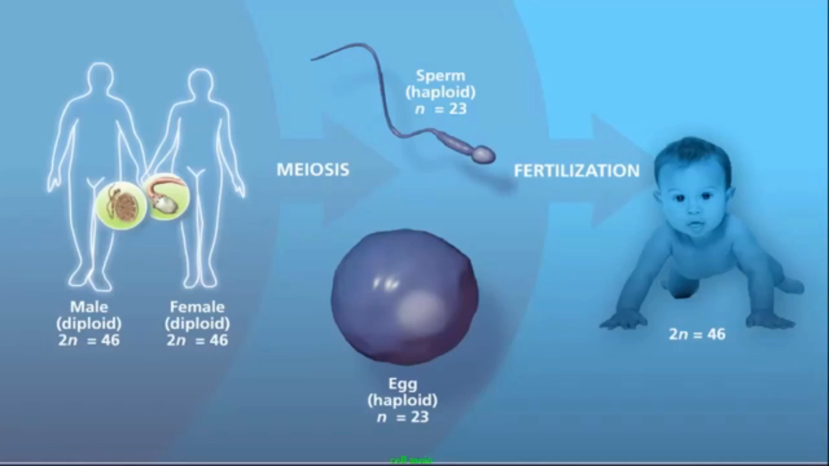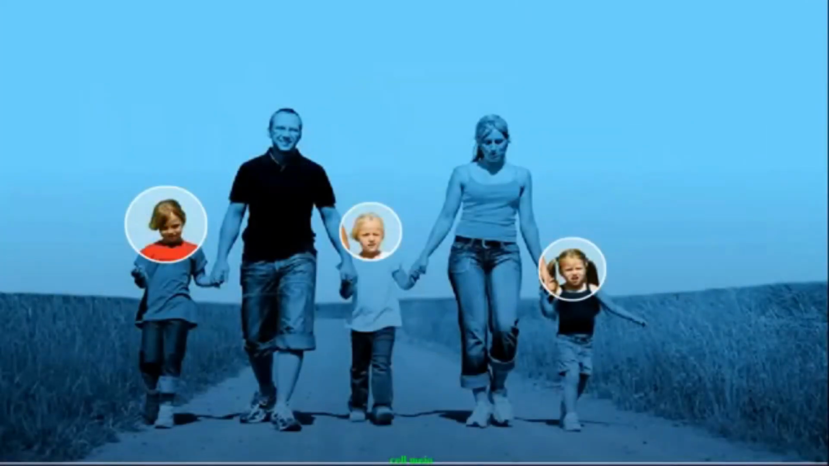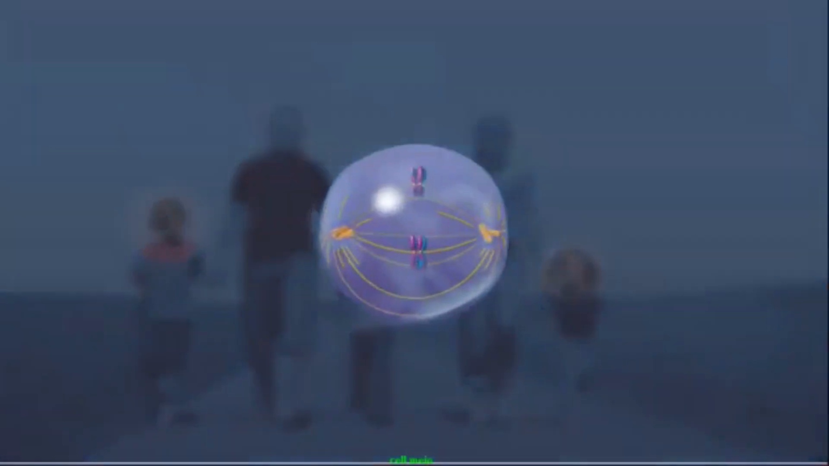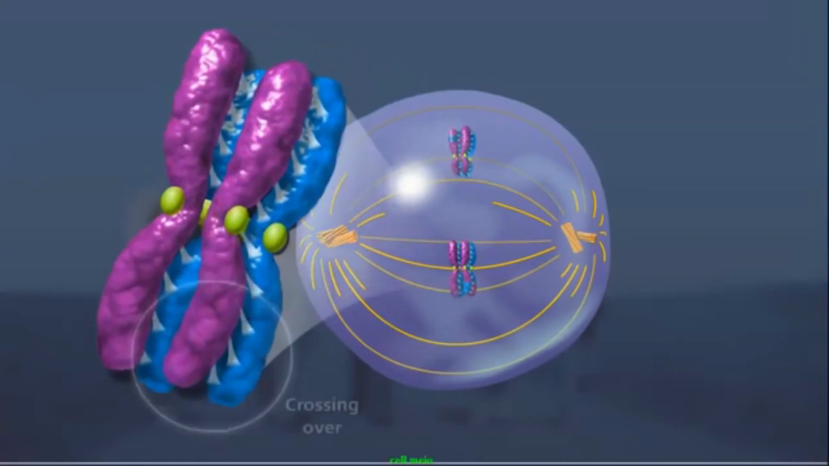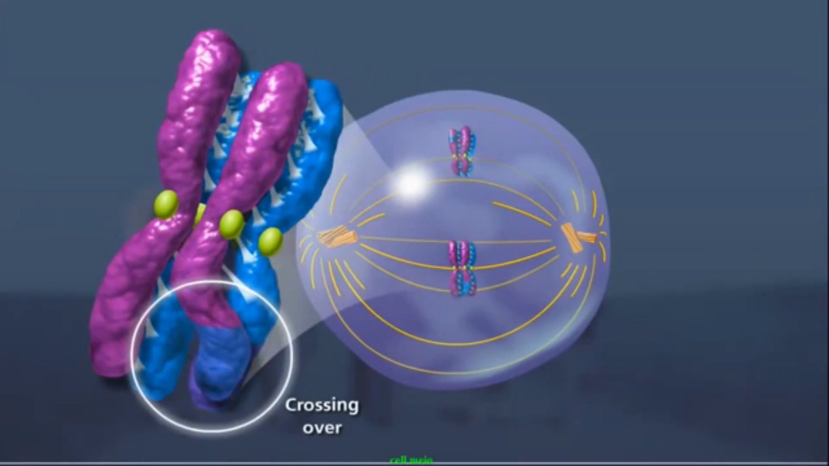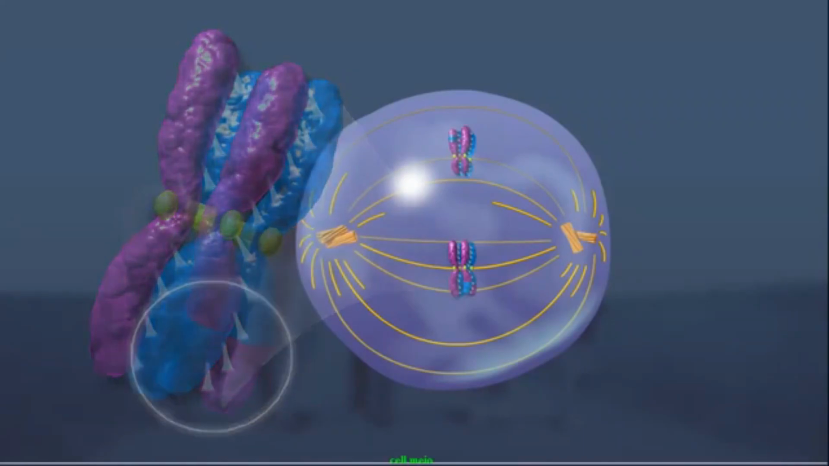Because men and women produce millions of gametes, and the selection of gametes in fertilization is random, this contributes to genetic diversity. This explains why a child isn't identical to either parent. But why aren't siblings identical? The diversity comes from several sources. In prophase 1, non-sister chromatids can exchange DNA through crossing over, increasing the genetic diversity of individual chromatids.